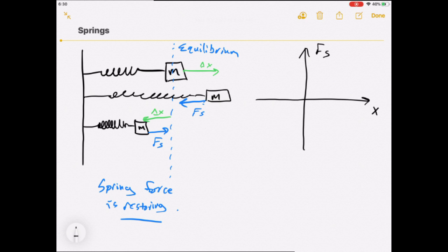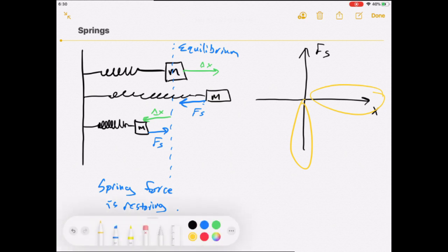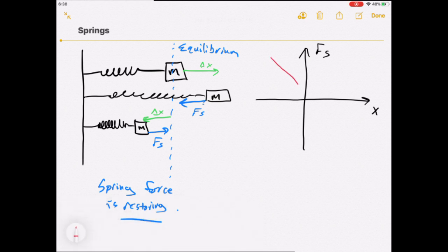Also, they are opposite directions, right? So when delta x is positive, so in, say, this region, the spring force is negative, so that's here, right? So this exists in these two quadrants. Let's just sketch it. Sketch it in red. I can do better, for that to pass through 0, 0. Okay, so that's a straight line. Well, mostly a straight line.